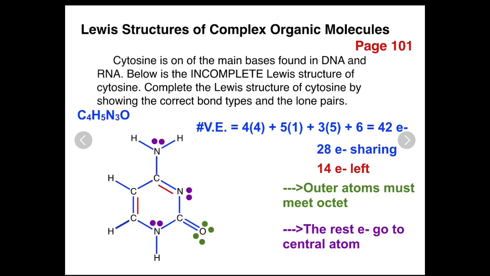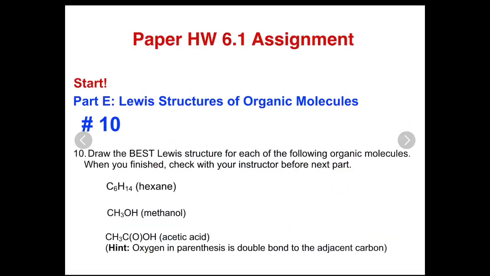To make sure that this structure is actually the most important Lewis structure, you are going to calculate the formal charge. Okay, so if you calculate the formal charge for all of these elements, you are going to see that they all come out equal to 0. Okay, so this is going to be the most important Lewis structure for cytosine, which is the main base found in DNA and RNA.